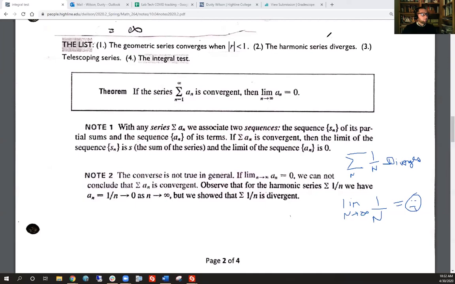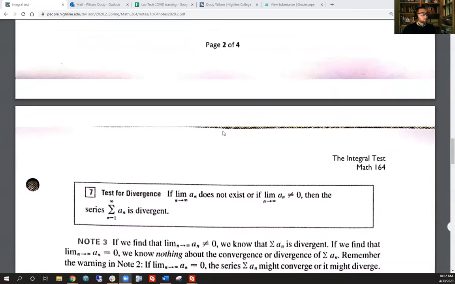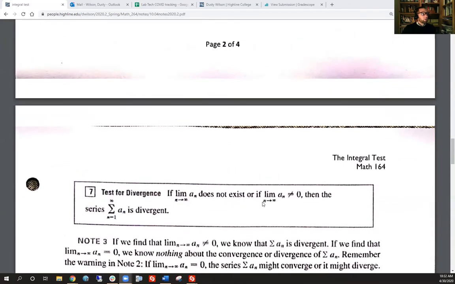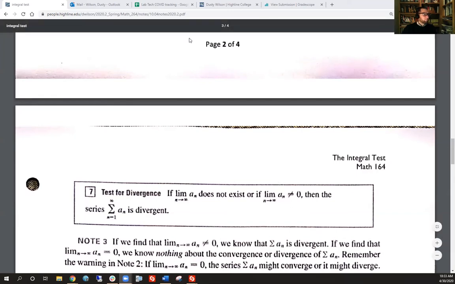Okay. Good news is coming. So the test for divergence. The test for divergence looks at this thing the other way. It says that if the limit does not exist, or if the limit does not equal 0, then the series is divergent. So let me see if I can put it in context.